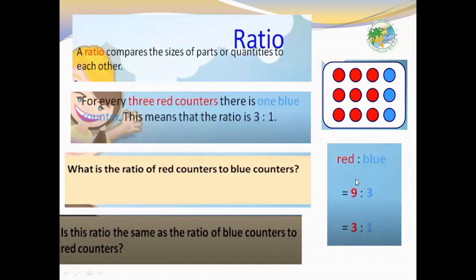Then we simplify. We will study how we can simplify the ratios. 9 to 3 means 9 divided by 3. To simplify the ratio, we divide both numbers by the same number, 3. 9 divided by 3 equals 3. 3 divided by 3 equals 1. We will study this at the end of this lesson.